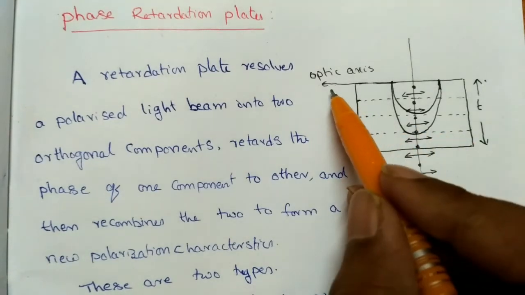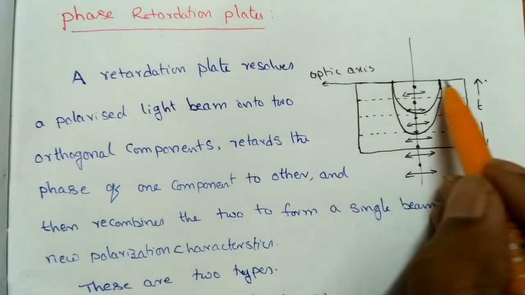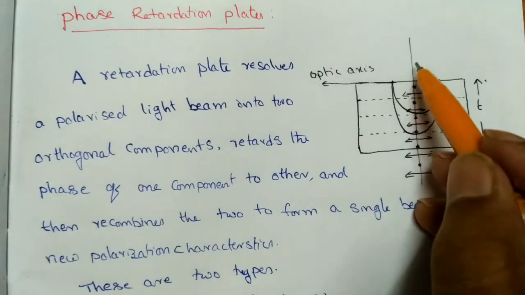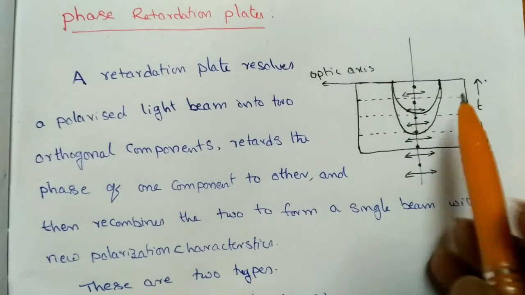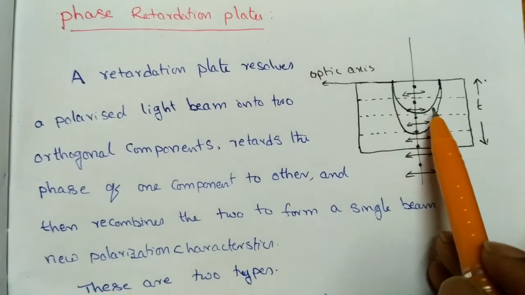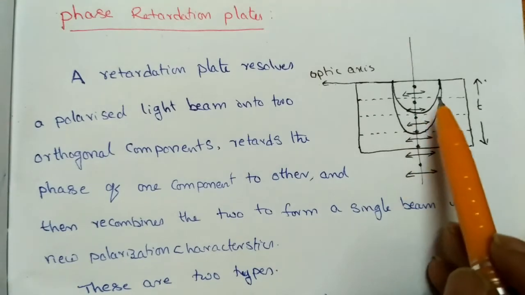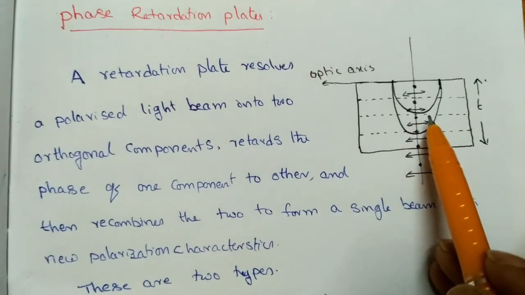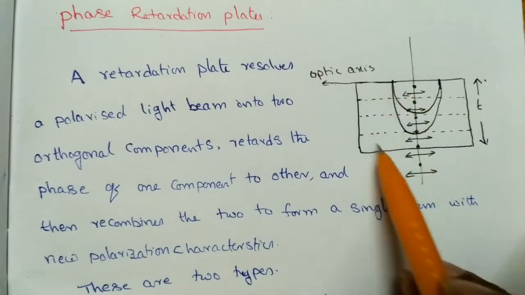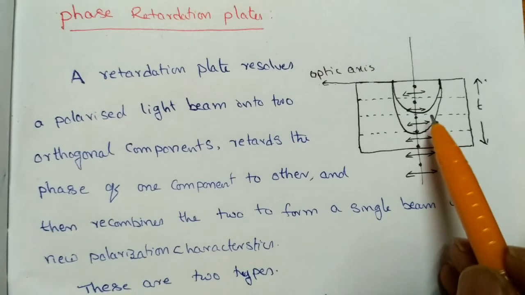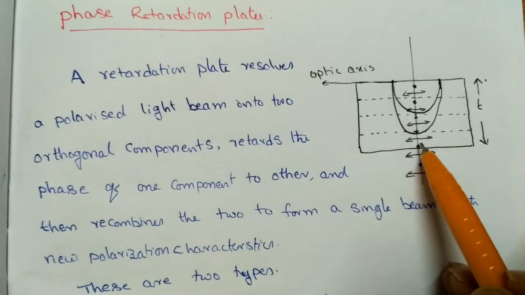crystal, we have to cut the calcite crystal parallel to its optic axis. Whenever a polarized light is incident on this surface, it resolves into two components. One is the ordinary ray, another is the extraordinary ray. These two orthogonal components form through this device, and it forms the combined effect of these two rays.